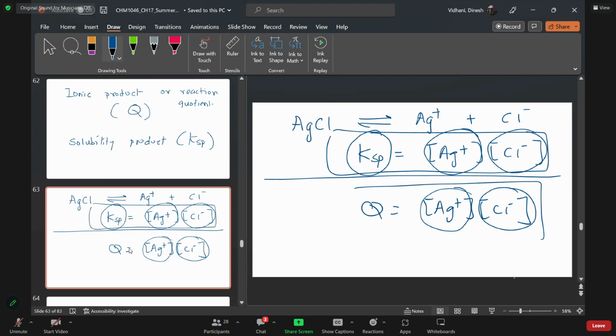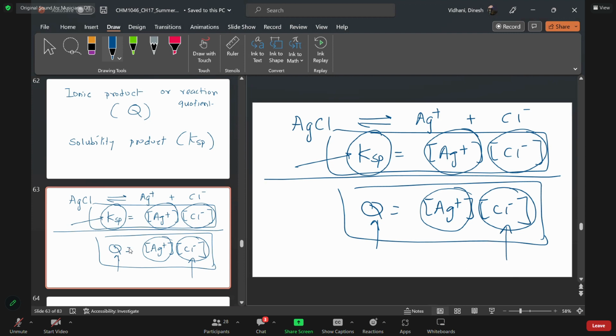Now, KSP gives you the value at equilibrium. This one is in real time when you disturb the equilibrium. Suppose you add Cl minus ion from an outside source, right? So in that sense, this is going to jump drastically. So your Q is now going to be different. But then once it attains the equilibrium, it's going to be KSP. It's always going to be the same. Now let's solve a problem on this and you will know that.